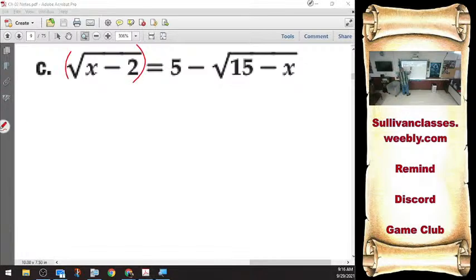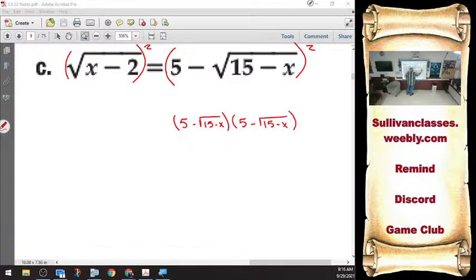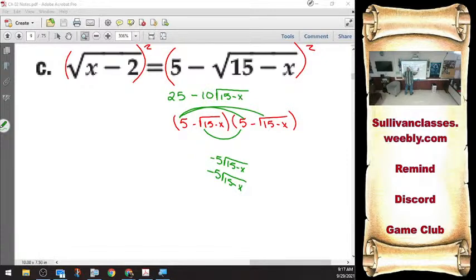Okay? If I square both sides, remember that this is 5 minus square root of 15 minus x times 5 minus square root of 15 minus x. 5 by 5 is 25. Wait, is this the only way you can do it? Well, you can square with the shortcut. That's what I'm headed to. I just didn't know if you had it. 5 by this, I'll have a negative 5 root of 15 minus x. Negative root of 15 minus x times 5 is another negative 5 root of 15 minus x, which is minus 10 root of 15 minus x. And negative square root times negative square root is positive that radicand.